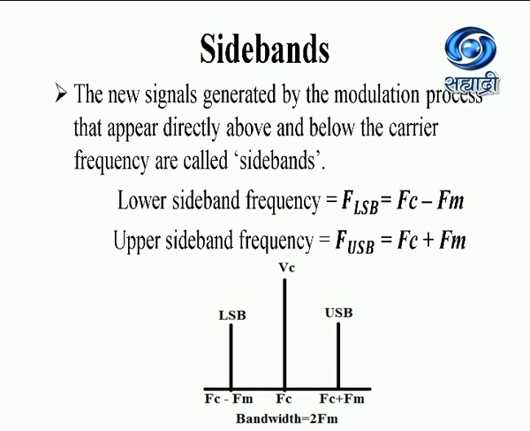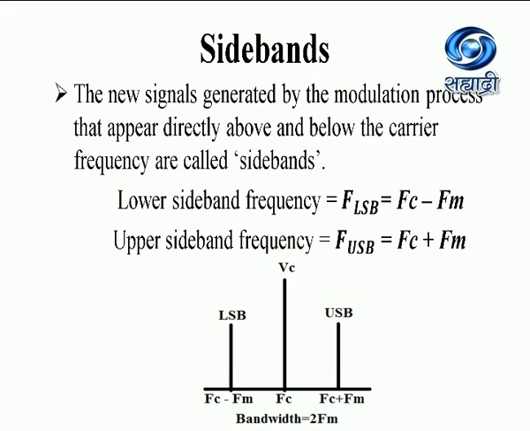and we can calculate the lower sideband as FC, that is the carrier frequency, minus FM, that is the modulating frequency. We can calculate the upper sideband frequency, which is at the higher end of the carrier frequency, that is FUSB, as equal to FC, the carrier frequency, plus FM, the modulating frequency. So if you plot the graph of the carrier frequency, lower sideband and upper sideband, it will look like this.